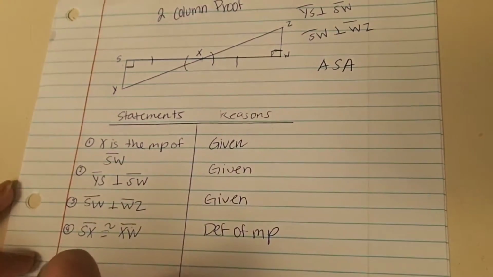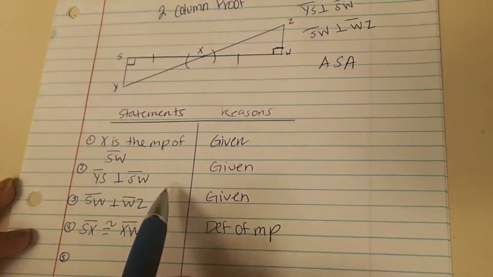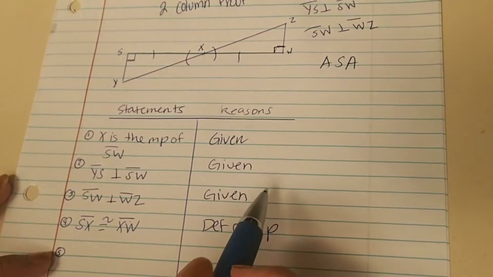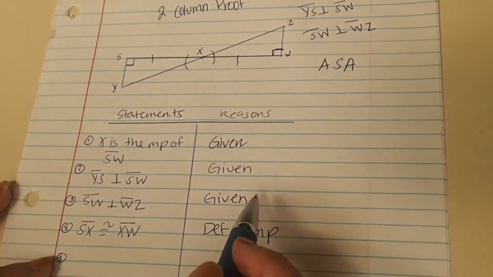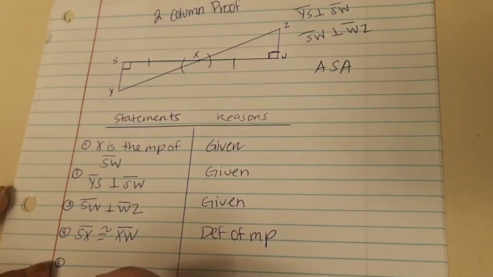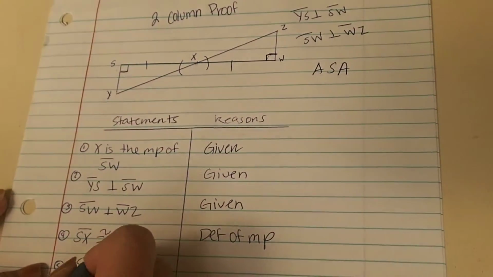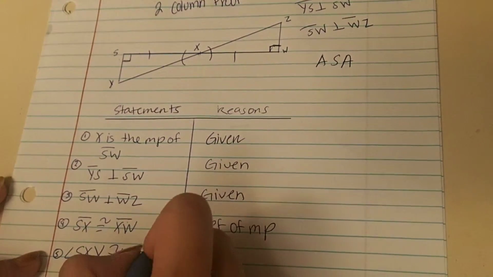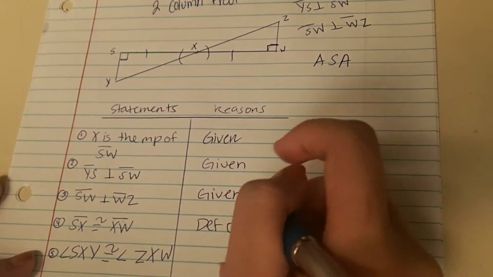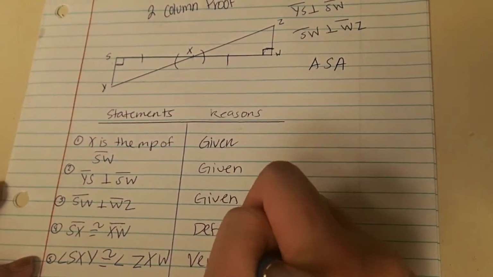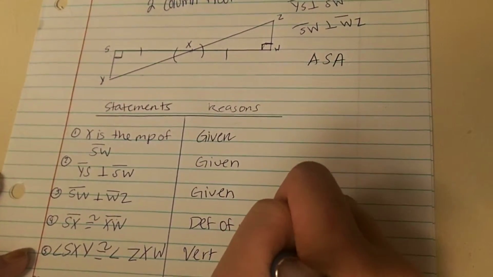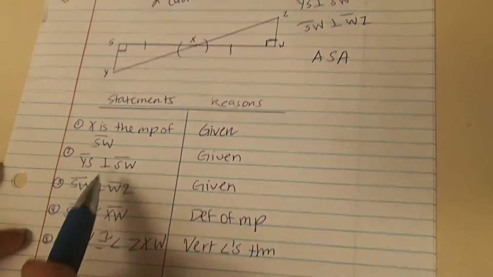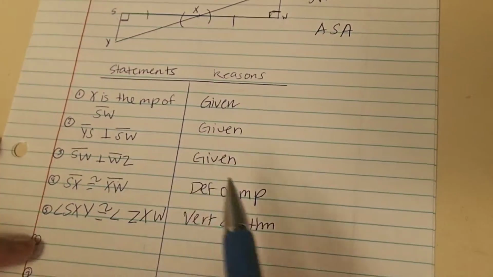And if we go back over here, these segments are perpendicular to each other, so that means we can say that angle SXY is congruent to angle ZXW by vertical angles theorem. We can say that because these segments are perpendicular to each other, and this is the midpoint.